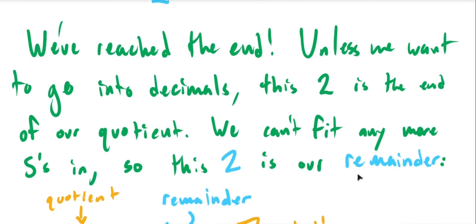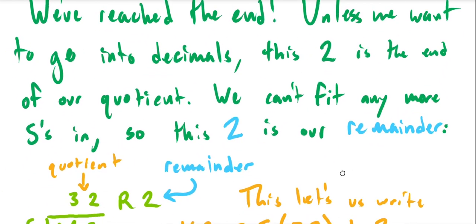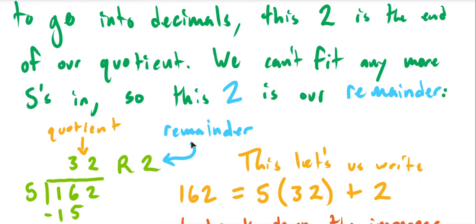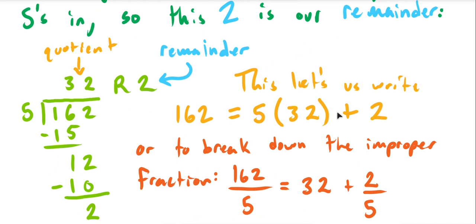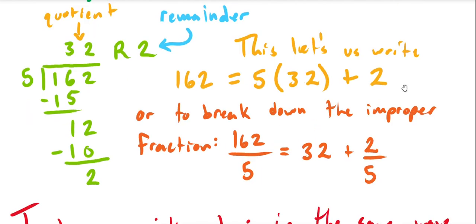And notice that 2 is, first of all, less than 5, our divisor. But we would write it up top here as the remainder. We'd write R2. And from this, we could write any number of the facts that we learned in the last video. We could write 162 is 32 times 5 plus 2. We could write improper fractions like 162 over 5 as 32 and 2/5.